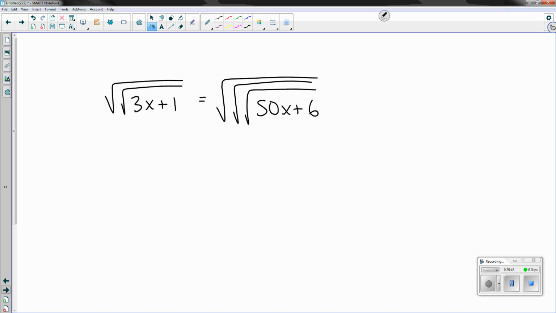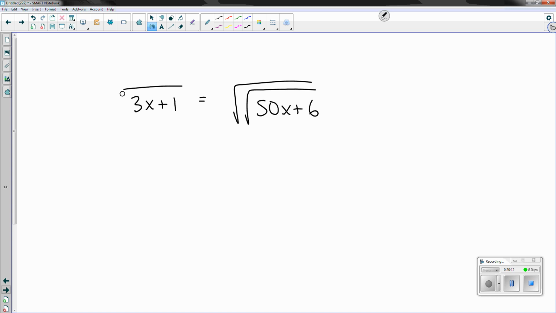And last example, what if we have a bunch of radicals embedded within others? So a multi-layered radical equation. Well, as you may have guessed, we're just going to keep squaring both sides until we get rid of all of them. So if I square both sides once, I get rid of the first radical on both sides.